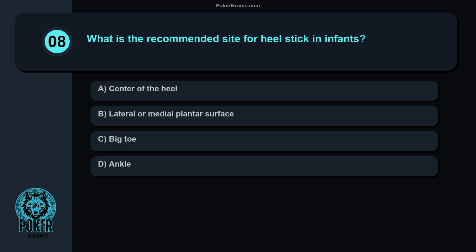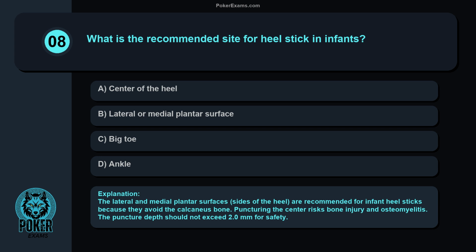Question 8. What is the recommended site for heel stick in infants? Center of the heel. Lateral or medial plantar surface. Big toe. Ankle. The lateral and medial plantar surfaces, sides of the heel, are recommended for infant heel sticks because they avoid the calcaneus bone. Puncturing the center risks bone injury and osteomyelitis. The puncture depth should not exceed 2.0 mm for safety.